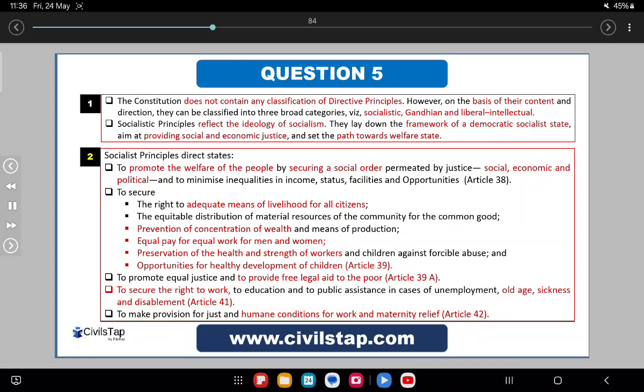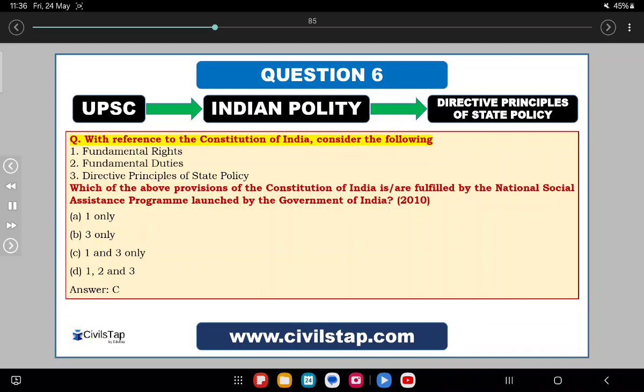Article 42. Q. With reference to the Constitution of India, consider the following. 1. Fundamental rights. 2. Fundamental duties. 3. Directive principles of state policy. Which of the above provisions of the Constitution of India are fulfilled by the National Social Assistance Program launched by the Government of India? 2010.